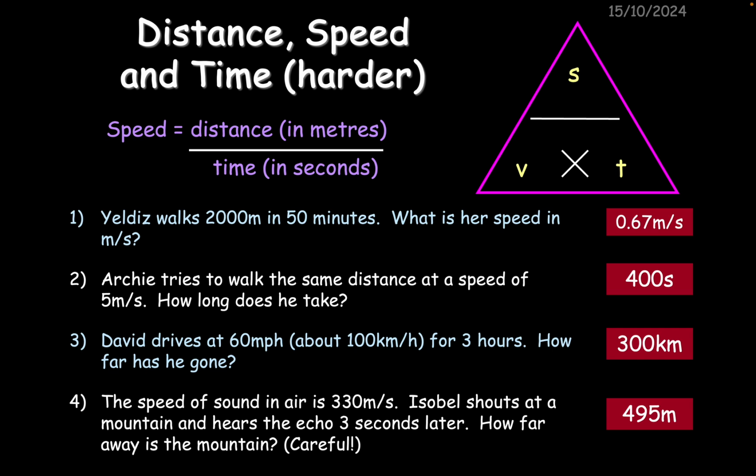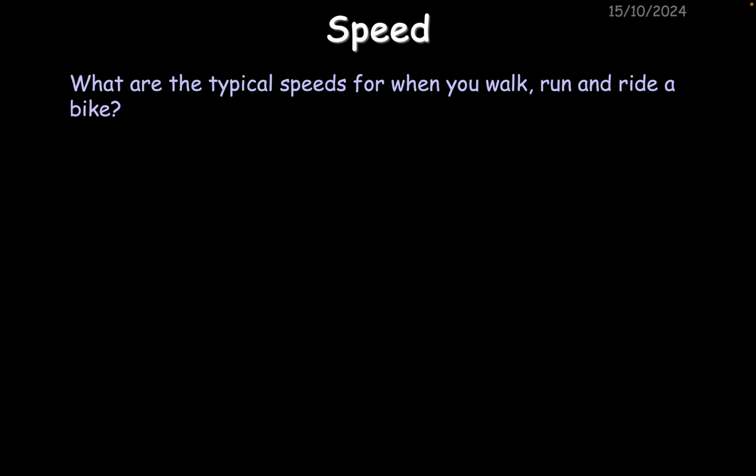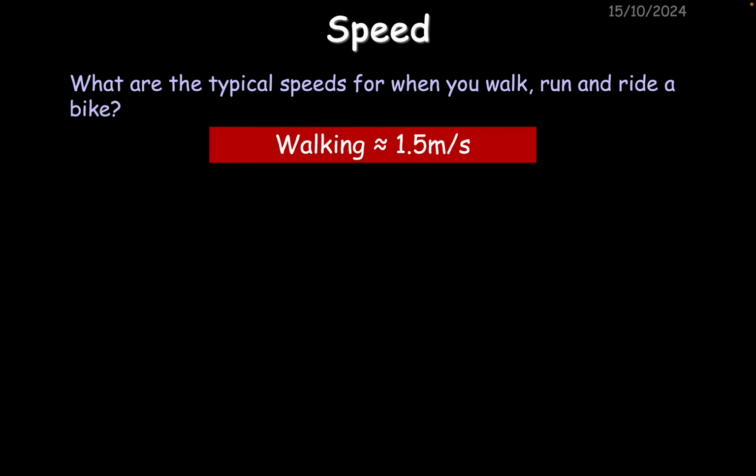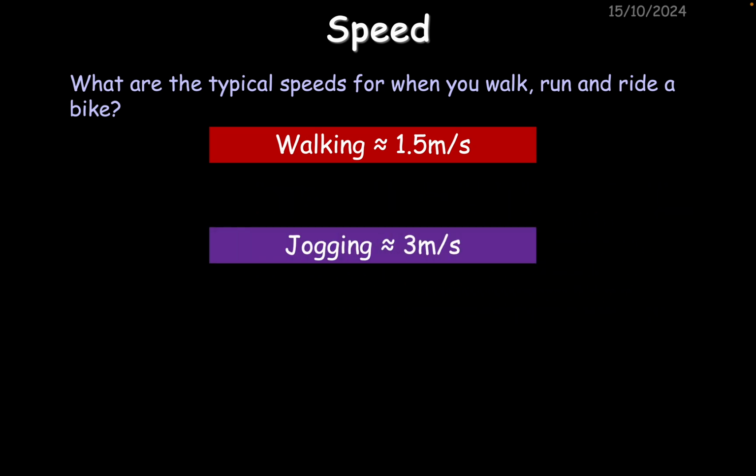Okay, so that gives you a self-assessment that you can use this video for. Okay, so speed. What are typical speeds when you walk, run, and ride a bike? So typical speeds for walking would be about 1.5 meters per second. Jogging would be about 3 meters per second, depending on how fast you're jogging.